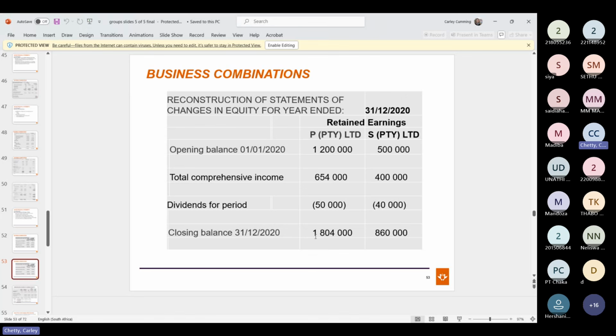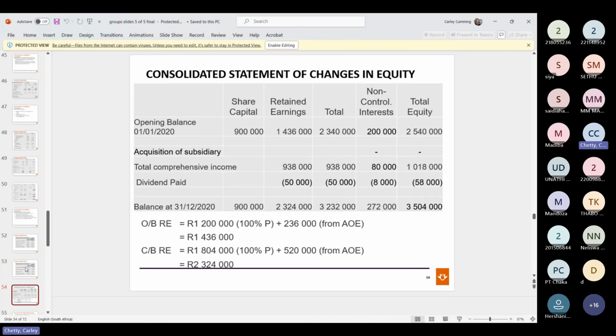For P, we had a closing balance of 1,804,000. To get the opening balance, we'll add the dividends of 50,000 minus the total comprehensive income of 654,000. And that will give us an opening balance of 1,200,000. Okay, so now we have calculated the opening balances. Now we can do our consolidated statement of changes in equity.